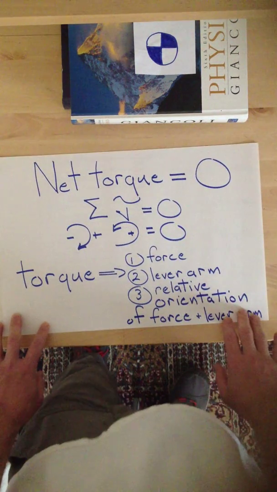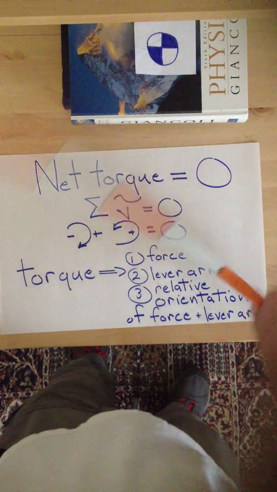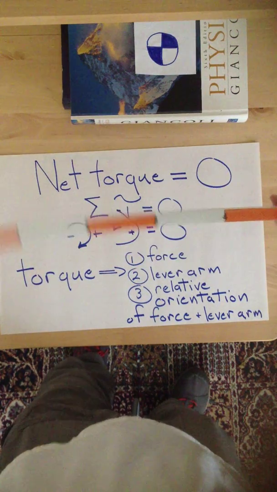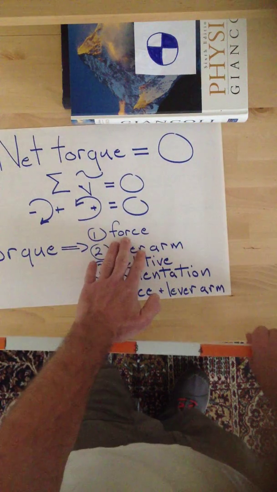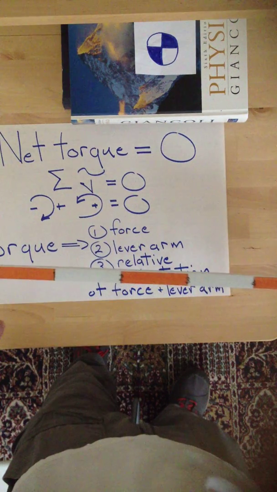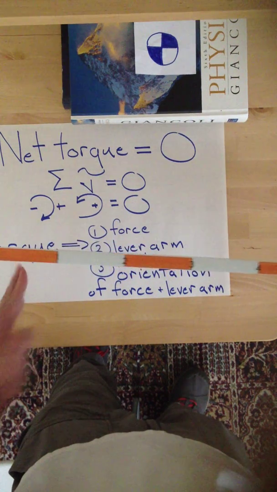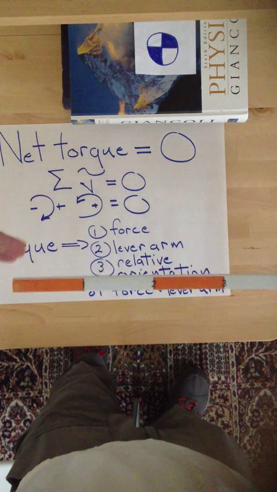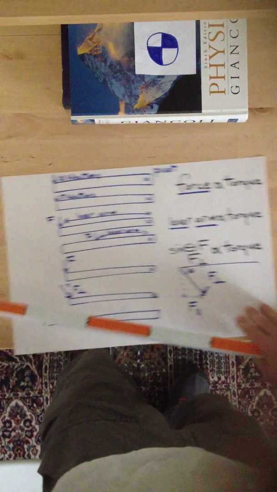In order for the net torque to be zero, what you have to do is have all the clockwise torques canceled out by all the counterclockwise torques. So what affects a torque? Well, force affects a torque, how big the lever arm is, and the orientation of the lever arm and the applied force. So what are these three variables that affect torque?